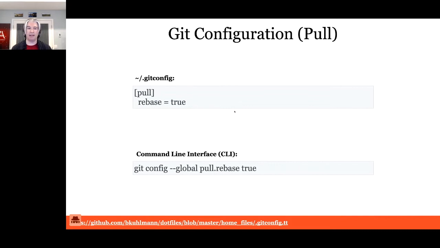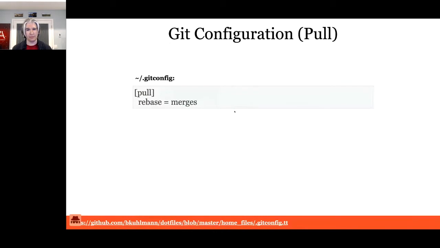By the way, if you were to run this from the command line, do a git config --global pull.rebase true. That'll set your global configuration, so it just turns that on automatically for you.